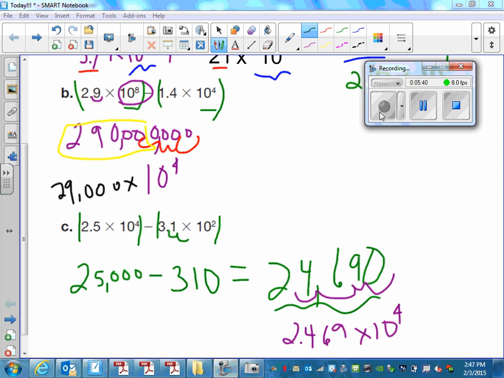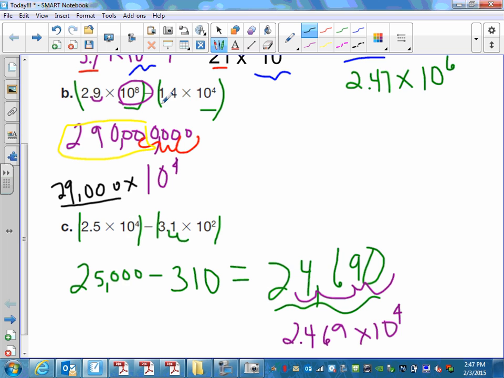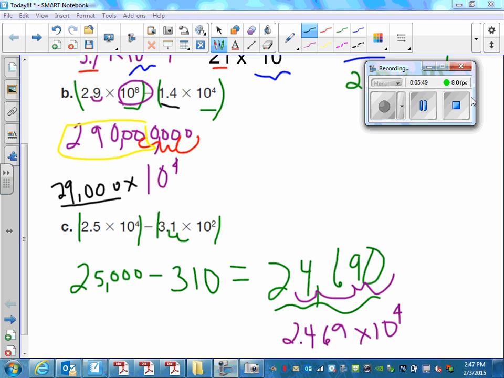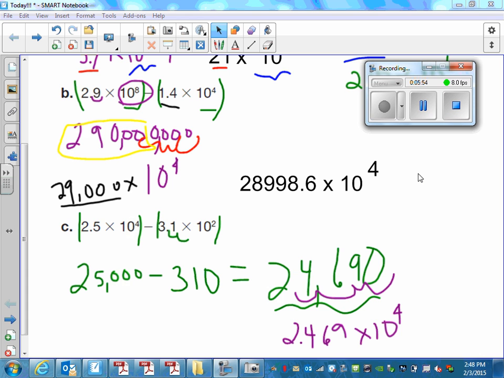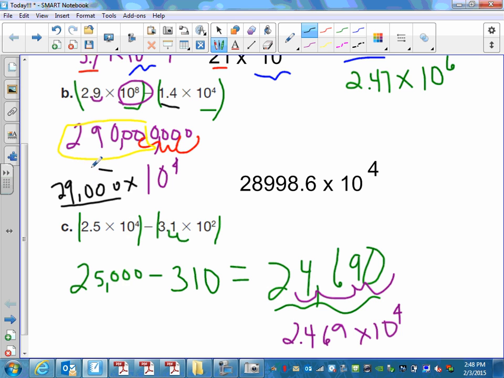So I have 29,000 times 10 to the 4th, and then I'm going to do 29,000 minus 1.4. 29,000 minus 1.4 is 28,998.6 times 10 to the 4th. So I did this number minus the 1.4 and got this. And then my denominator, or the thing after the mantissa, was 10 to the 4th because I had to get a common denominator.